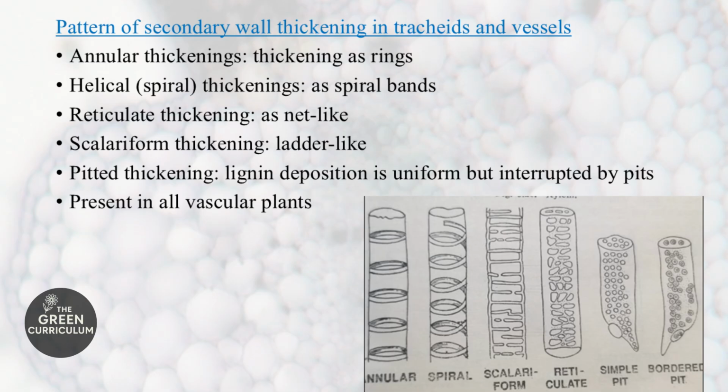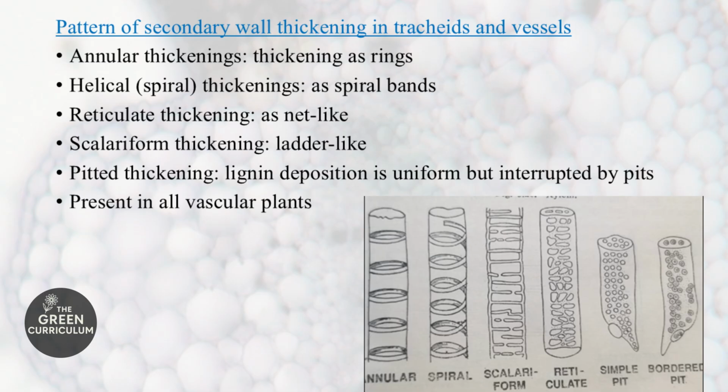First one is annular thickening. In annular thickening, the lignin deposits in the form of rings, and helical thickening means the lignin deposit is in the form of spiral thickenings, a spiral pattern. Then reticulate means net-like, network-like, and scalariform means ladder-like, in parallel series.